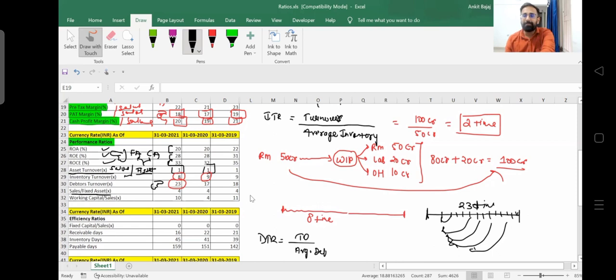If I talk about working capital upon sales, let me write the formula here: working capital upon sales ratio. The formula of working capital is current asset minus current liability, upon sales. This will give you an idea of how the company is managing its working capital. With the help of this ratio, you will be able to find out how the company is managing its working capital as compared to sales.